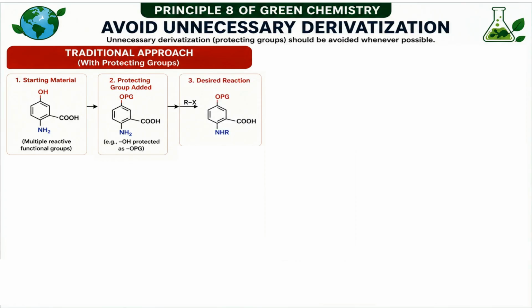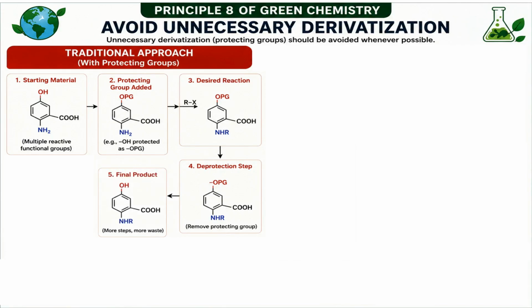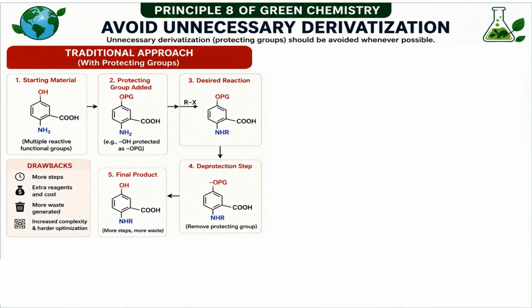After the reaction, the protecting group is removed to restore the original functional group. We finally obtain the desired product, but only after multiple steps. This method has several disadvantages. It involves more steps. It requires extra reagents, increasing cost.